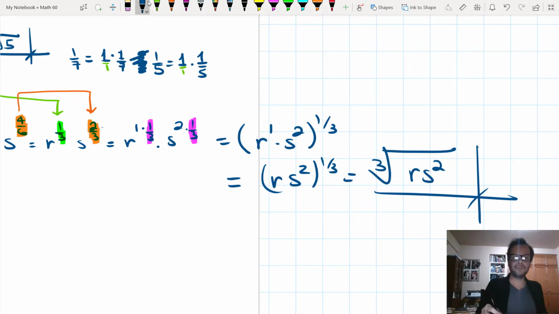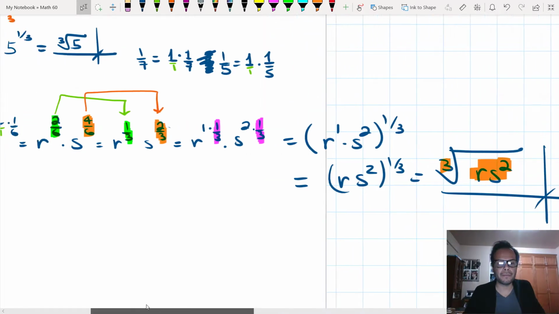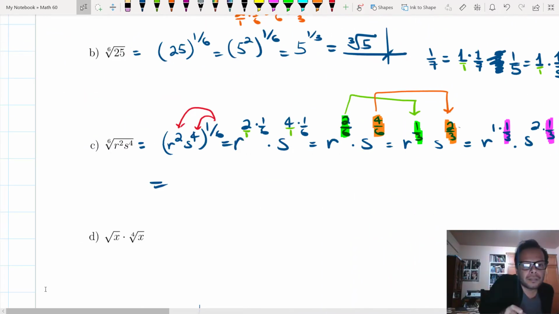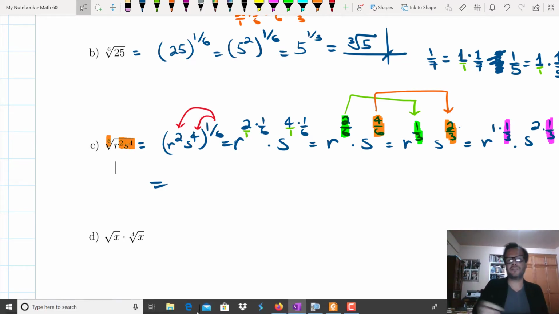What did we get? We get a smaller index and smaller powers inside. We used to have a bigger index and bigger powers. So that's the idea: we start with large numbers and end up with smaller powers and smaller indices.